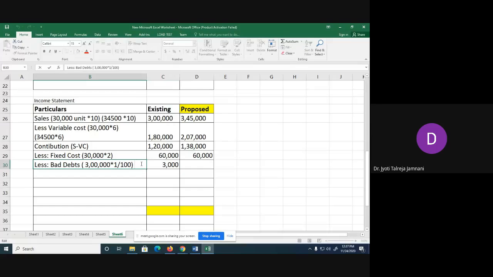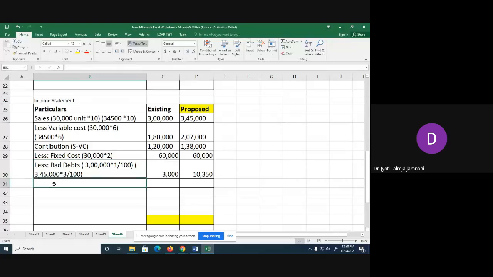Then on the new sales, that is 3,45,000 rupees, it is going to be 3%. So 3 divided by 100, which will be equal to 10,350. So this is the bad debt on the sales amount, not on the units. So I've taken the amounts 3 lakh and 3,45,000 and calculated the rates that are given. So when we less both of this, we will get earning before tax.